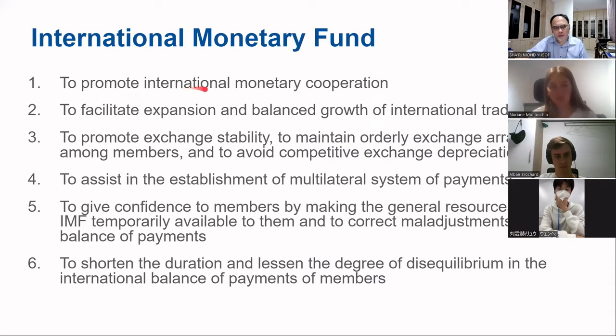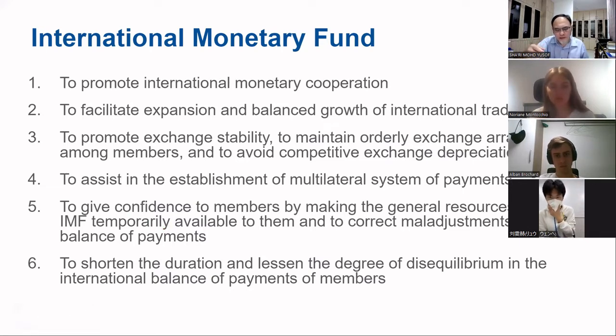So you can read here: to promote international monetary cooperation, to facilitate expansion and balanced growth of international trade, to promote exchange stability, to assist establishment of a multilateral system of payments. When you do trade, okay, you need to have this multilateral system of payments, to give confidence to members by making general resources of the IMF temporarily available. Well, IMF provides loans to countries in distress.